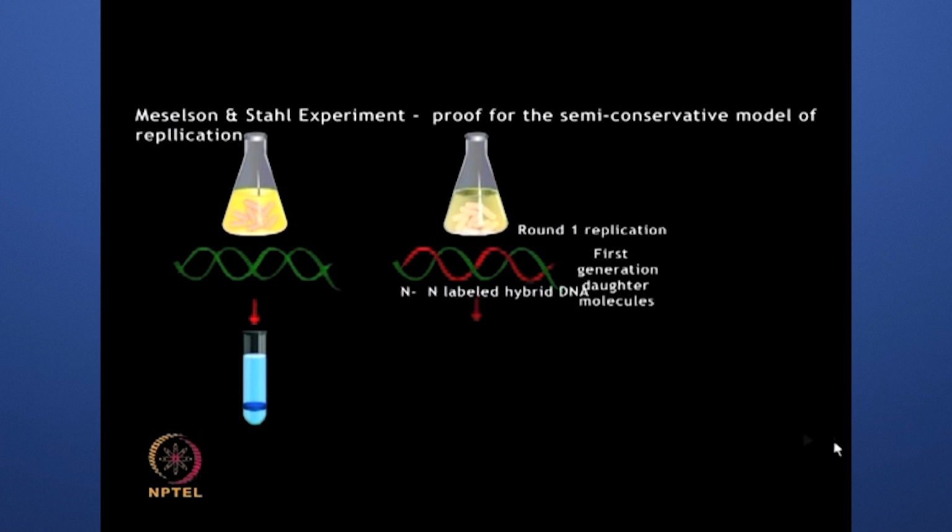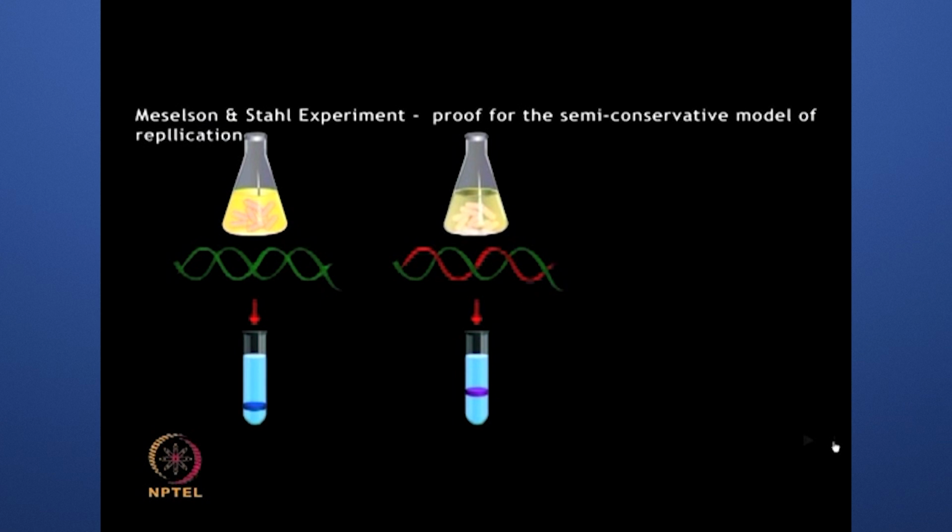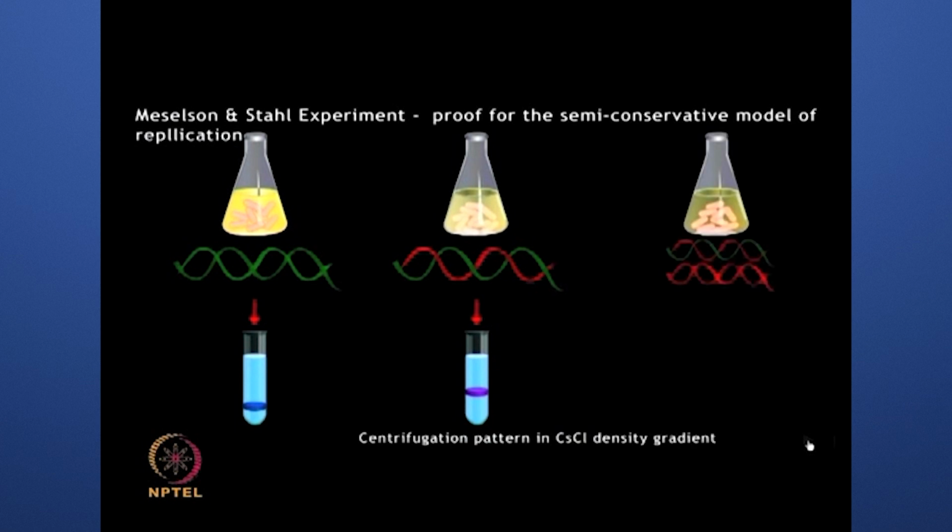Throughout the period of growth, samples were taken, cells lysed and DNA analyzed by centrifugation in cesium chloride gradient. The parent DNA showed one band in cesium chloride gradient corresponding to 15N DNA. The first generation daughter molecules also showed one band which was not at the same position as parent DNA.